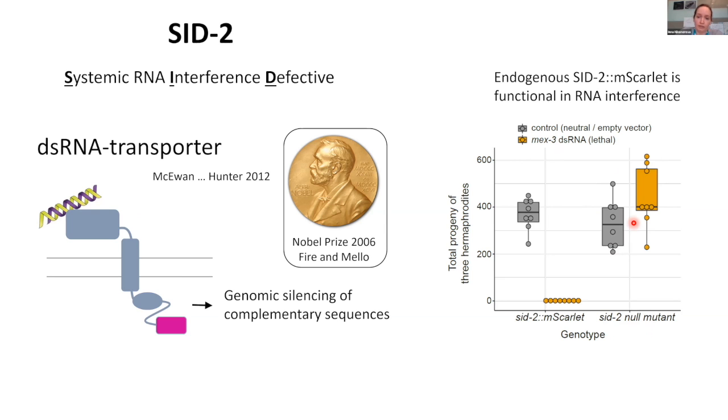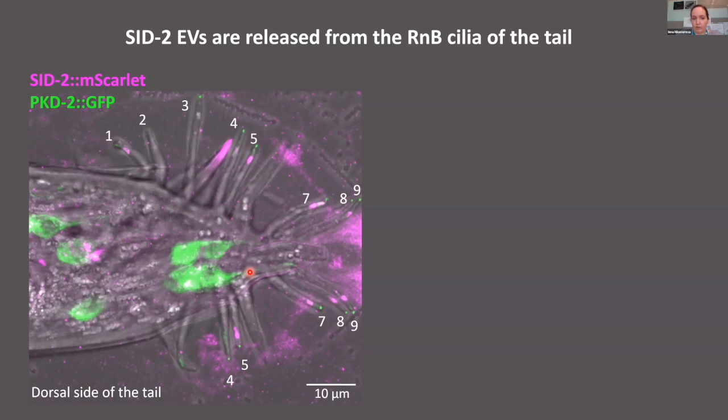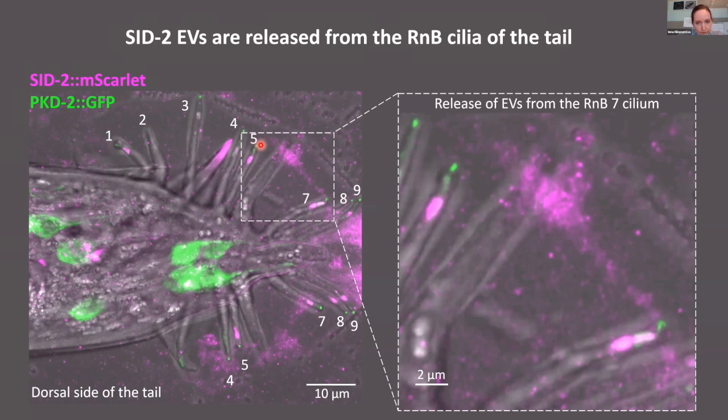And so we discovered that SID2 is not only expressed in the intestine, as was reported previously, but also specifically expressed in ciliated neurons that we were interested in. So that's an unbiased discovery. You can see here the male tail and all its cilia labeled. So 1, 2, 3, 4, 5, and in each cilium you see PKD2 GFP, a reference reporter. It's very enriched at the very tip of the cilium. I'm going to zoom in a little bit at the very tip of the cilium. And SID2, labeled with mScarlet in magenta, is located at the base of the cilium.